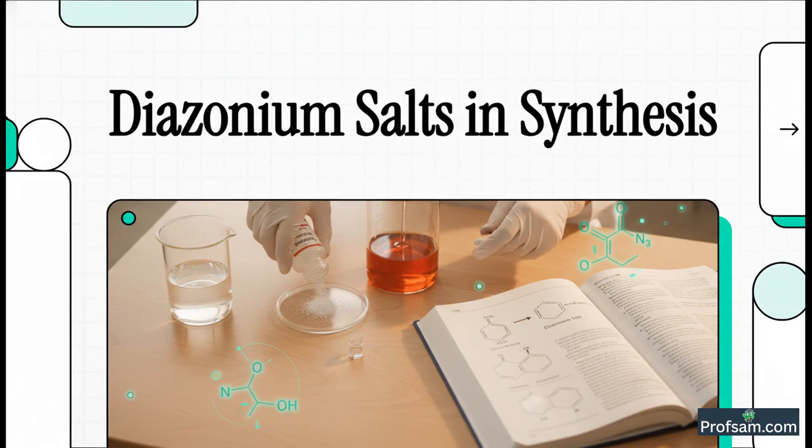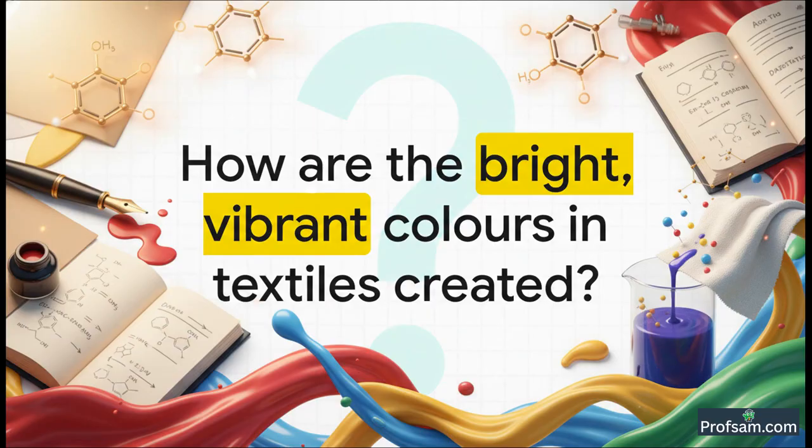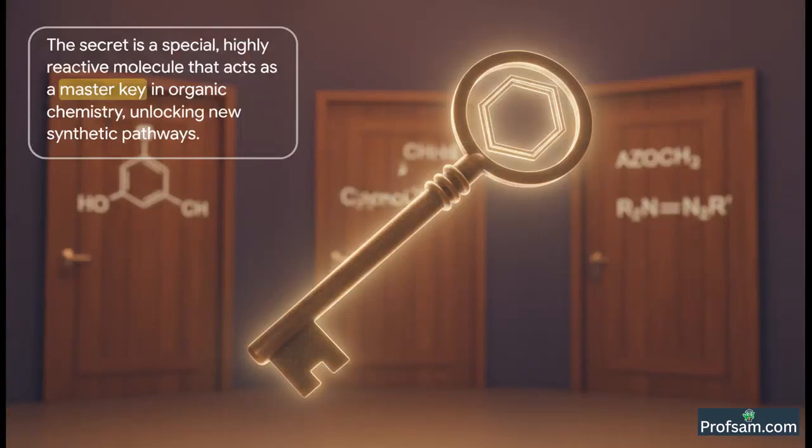So let's get started. Have you ever looked at a brightly colored fabric, or maybe even the ink in your pen, and just wondered, how are these amazing, vibrant colors actually made? Well, the answer lies deep inside the chemistry of aromatic compounds. The secret is a very special, highly reactive molecule.